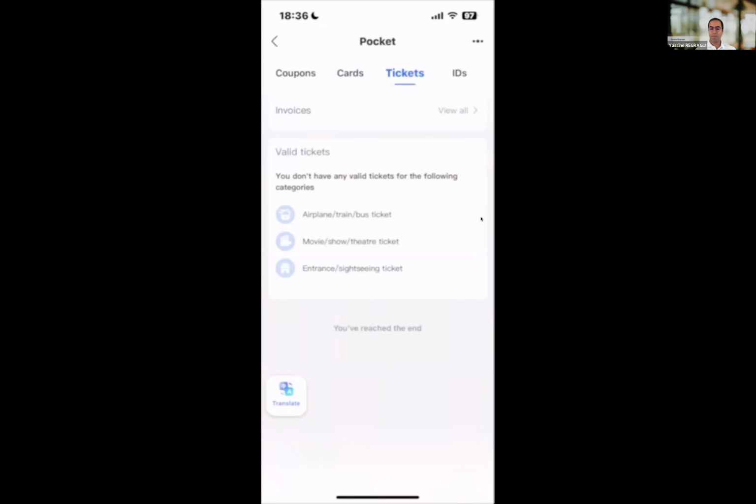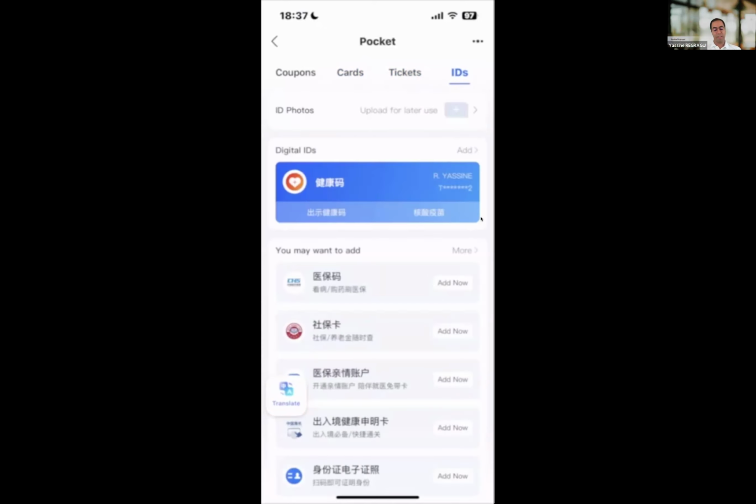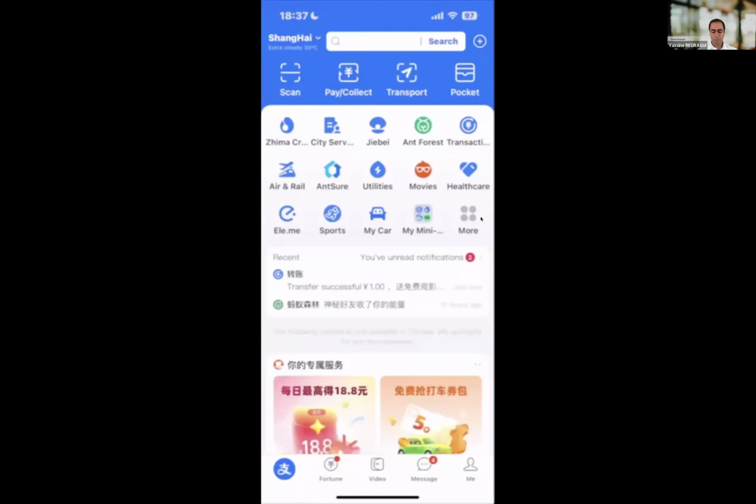I have my tickets. Whenever I buy a movie ticket or airplane tickets or any other type of ticket, they will be here. And also my ID, and this is what we call a digital ID that is already present in many countries. For example, in India, we have the Aadhaar. In Europe, there is also a project of having this digital ID. In France, we have France Identité, for example.